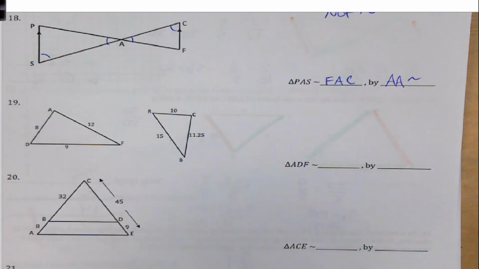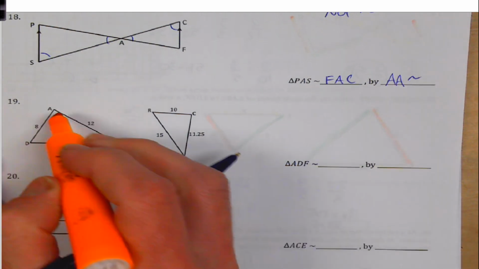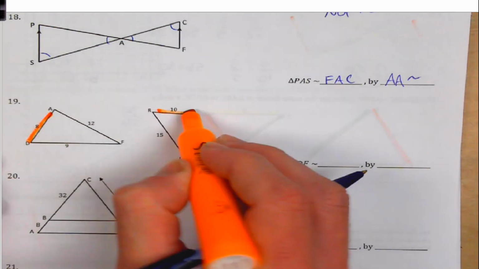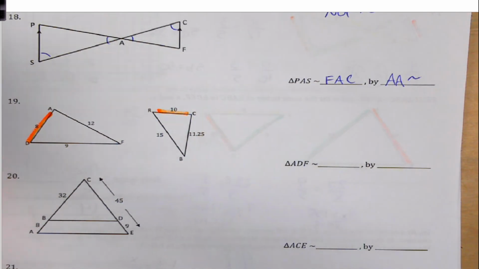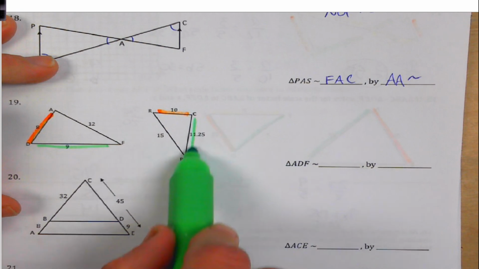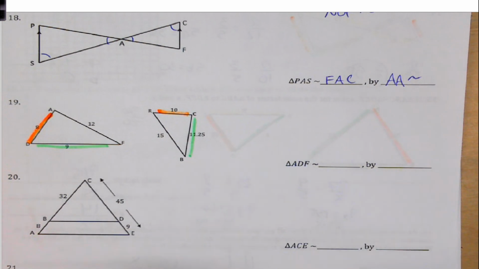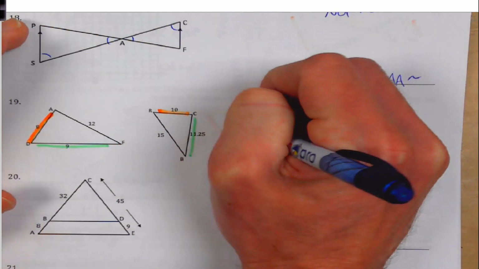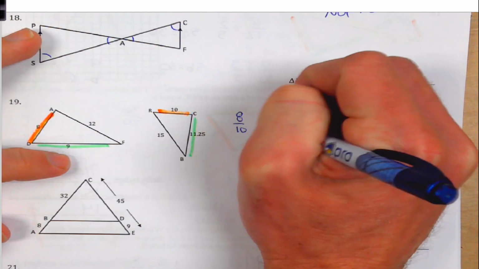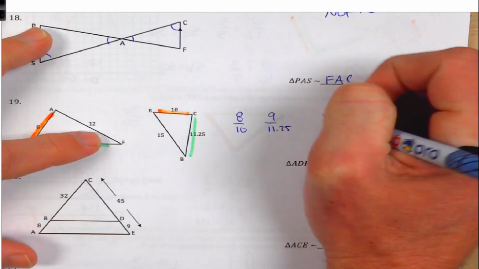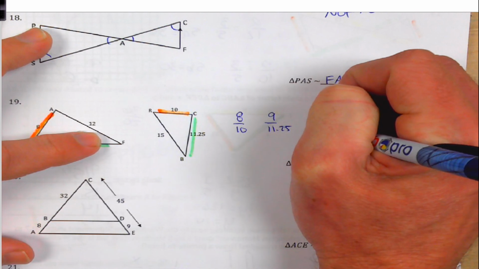We have all sides here, so it's probably going to be side, side, side, if it works out. So match the small with the small. 8 should go with 10. 9 should go with the middle size one, which is 11.25, and then 12 and 15. So we get 8 over 10, we get 9 over 11.25, and we get 12 over 15.